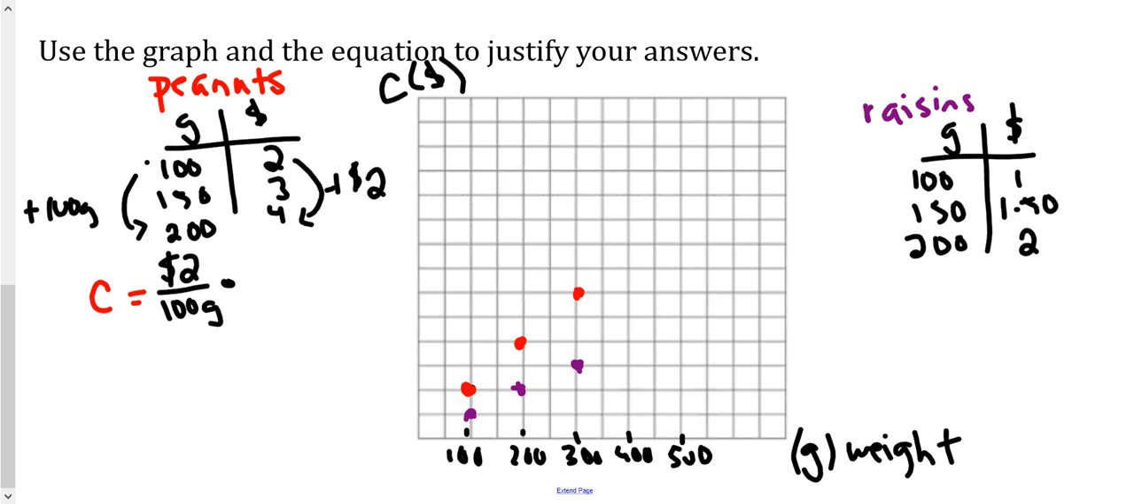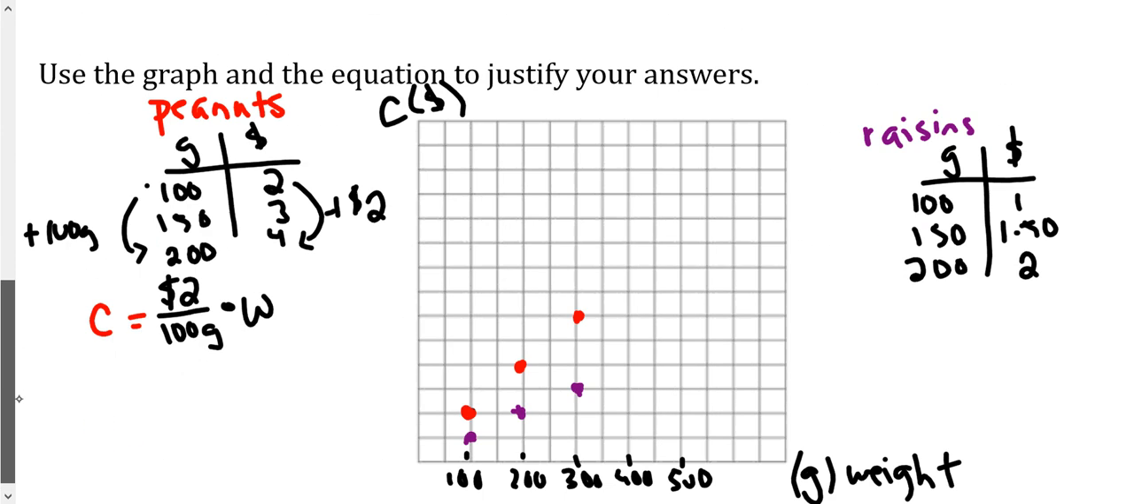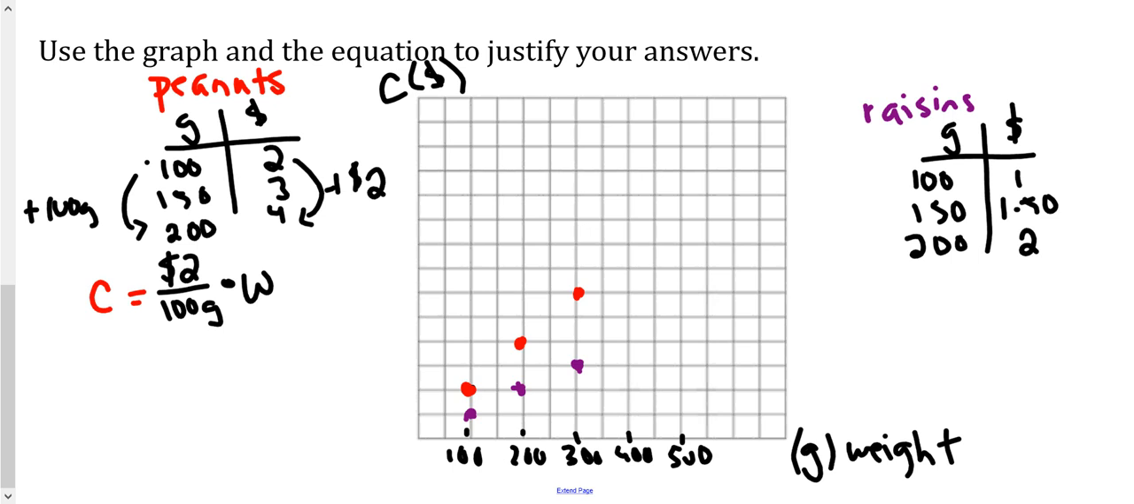times, let's call that W for weight. And there's no initial cost. It doesn't cost you $3 to say, well, I think I might buy peanuts today. It's free until you buy any peanuts. So our equation is going to look like 2 over 100, or let's call that 0.02 times weight, because it's essentially going to be 2 cents per gram. So if I input into W how many grams I'm buying, it's going to tell me the cost.